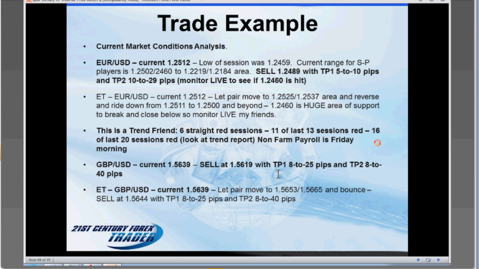Then on the pound dollar, current was 56.39. We sold at 56.19. Take profit 1, 8 to 25 pips. Take profit 2, 8 to 40 pips. All this is detailed in a narrative form. Then we have, for you experienced traders, besides this, we may have 5 or 6, 7 other pairs for you to look at ranges and what to do with those ranges.